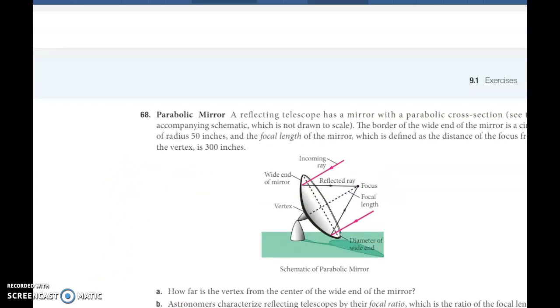All right, that's it for this section. Actually, it did take me 14 minutes to do that. All right.